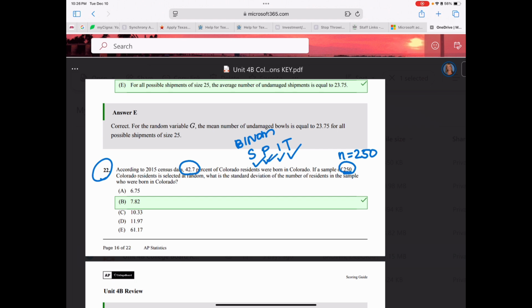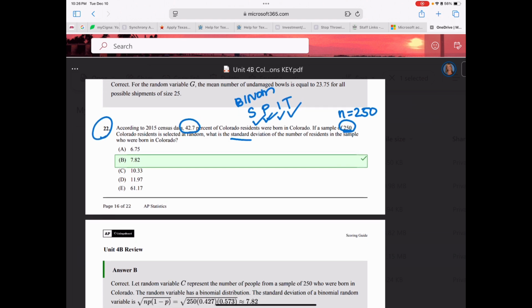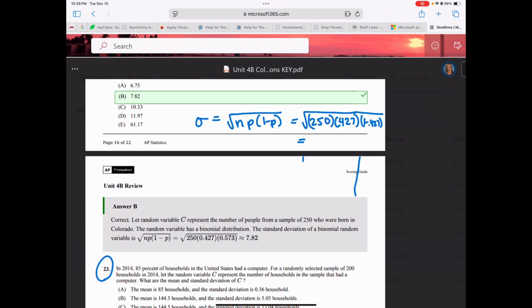That's really good news because then what I'm looking for is standard deviation, and the standard deviation formula is square root of NP(1 minus P). So now I have the formula, and now I just have to plug this in, which is really simple because I have 250, 0.427, 1 minus 0.427, and then I have the answer. Oh yeah, I've got it nicely down here too.